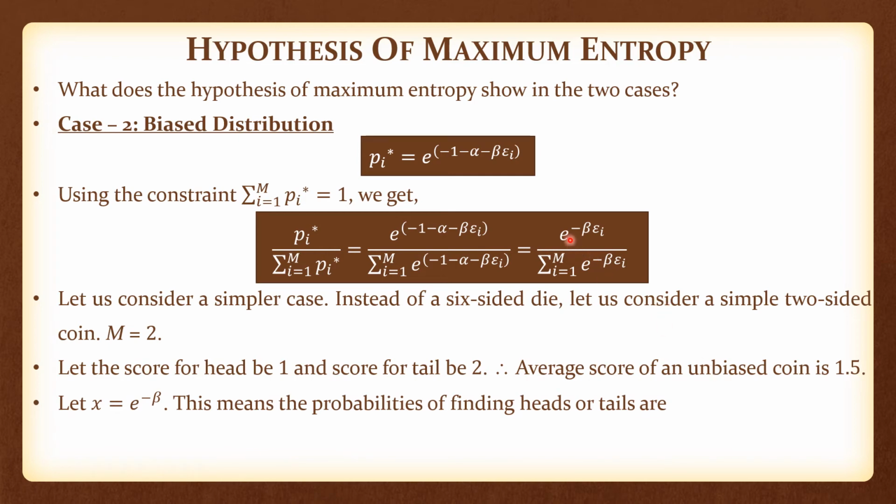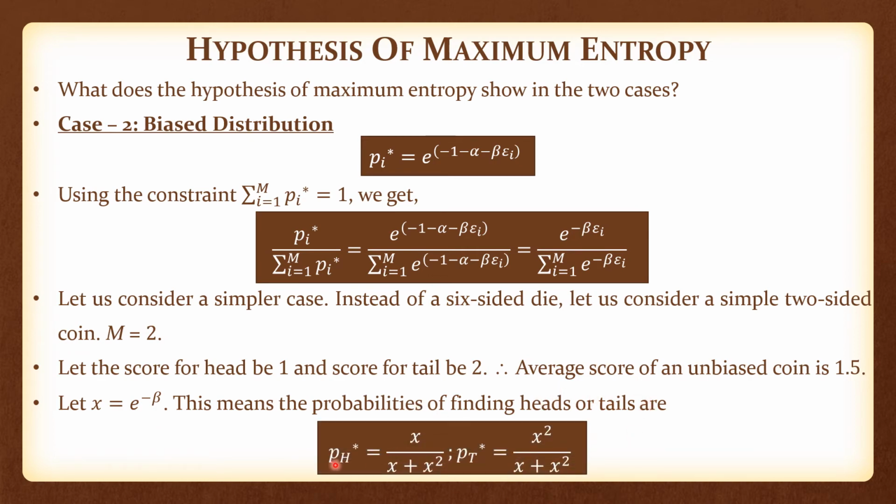Let us take e power minus beta as x. So the probability of finding a head is, you have a score of 1 at the top, so this is e power minus beta into 1 divided by e power minus beta into 1 plus e power minus beta into 2. So e power minus beta is x, so x divided by x plus x square. Similarly, the probability of finding the tail is x square by x plus x square.